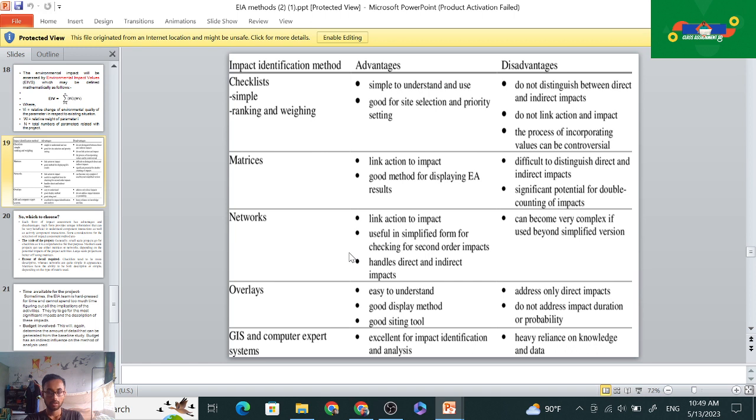Then impact identification control. First of all, in the checklist there is simple, ranking and weighting. So what is the advantage of the checklist? The advantage of the checklist is that it is simple to understand and use, and good for site selection and priority setting. But the disadvantage is that it does not distinguish between direct and indirect impacts, and does not link the action and impacts. The process of incorporating values can be controversial.